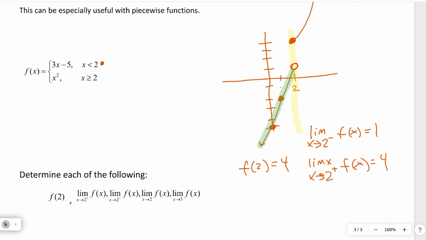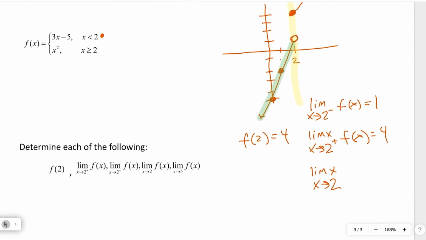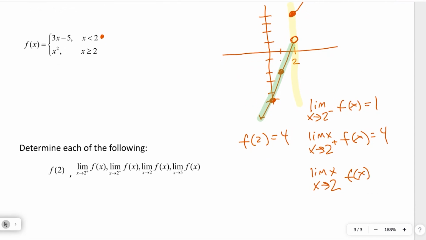What is the limit overall? Yeah, it does not exist. The limit as x approaches 2 as a whole does not exist, and that's due to the left and right-hand limits not being equal.